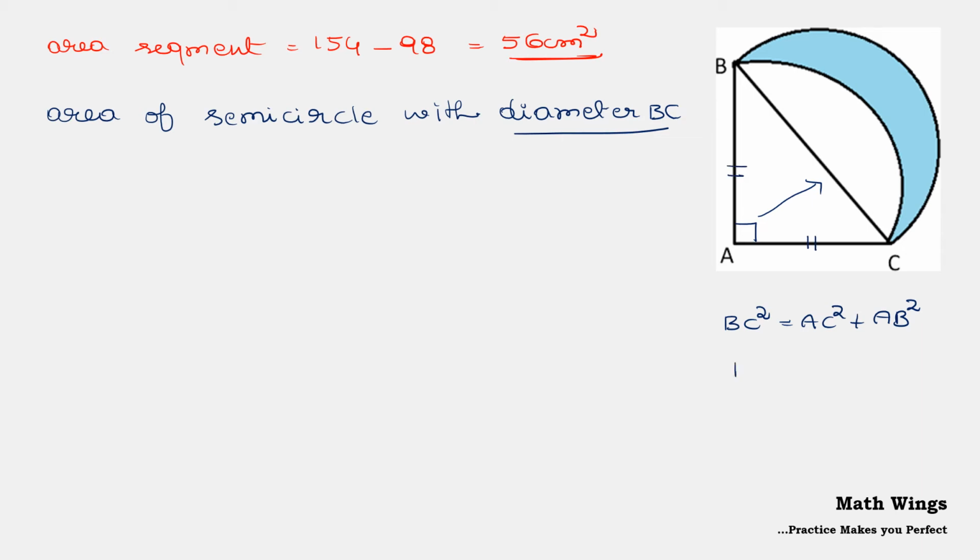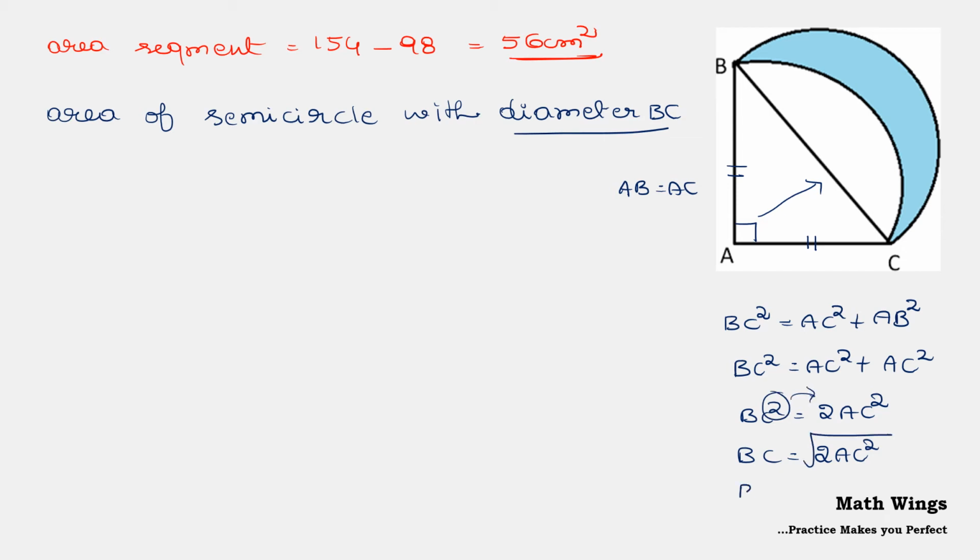So how can I write it here? I can write BC square is equal to AC square plus AC square, because we know that AB is equal to AC. So this becomes BC square is equal to 2 times AC square, and when we take the square to the other side, it becomes a square root, so BC is equal to root 2 into AC.